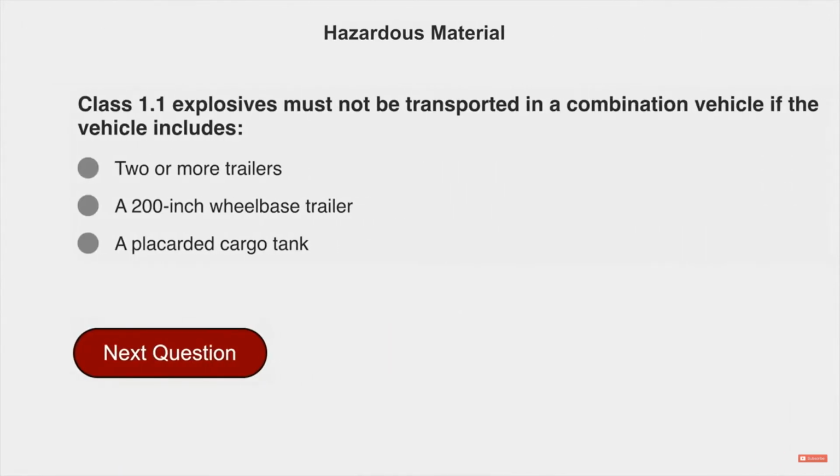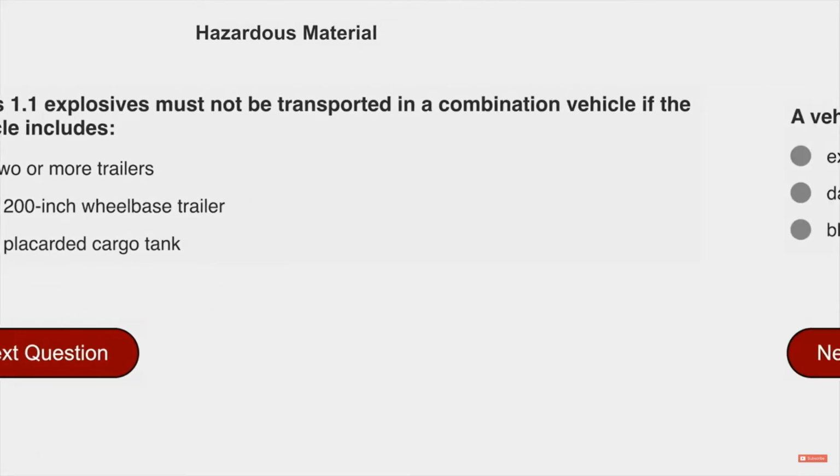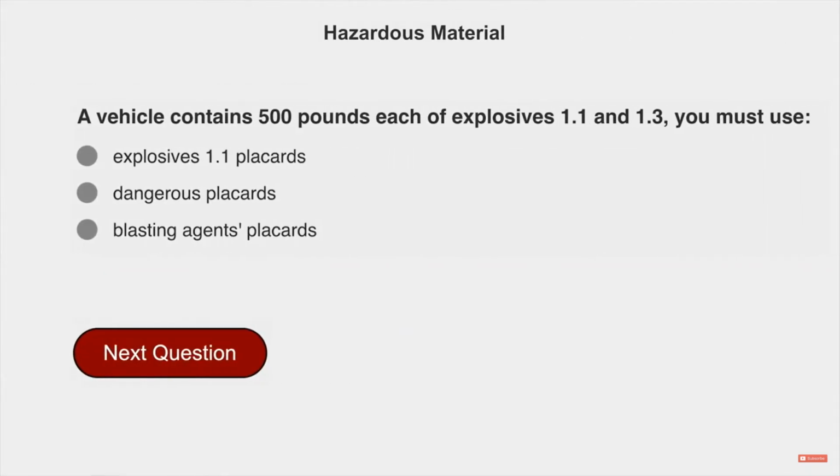Class 1.1 explosives must not be transported in a combination vehicle if the vehicle includes a placarded cargo tank. A vehicle contains 500 pounds each of explosive 1.1 and 1.3. You must use explosives 1.1 placards.